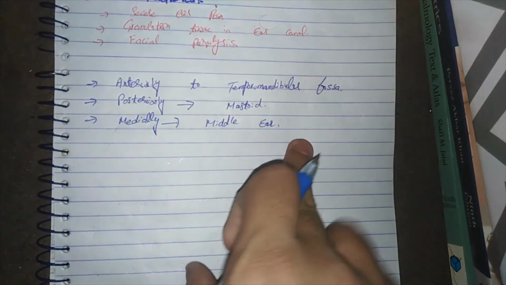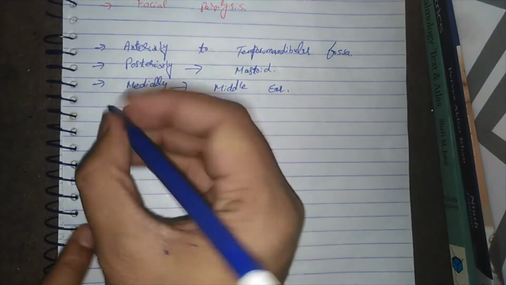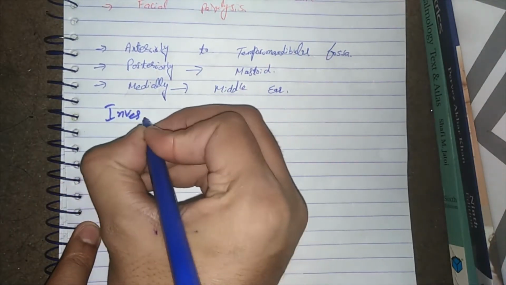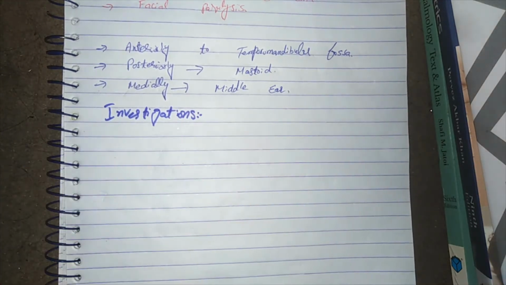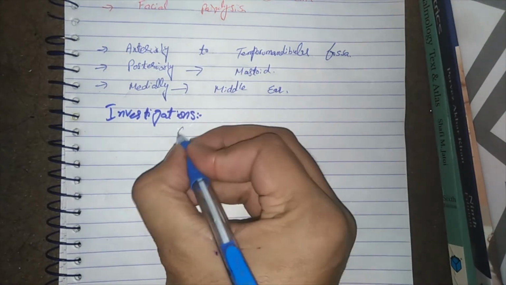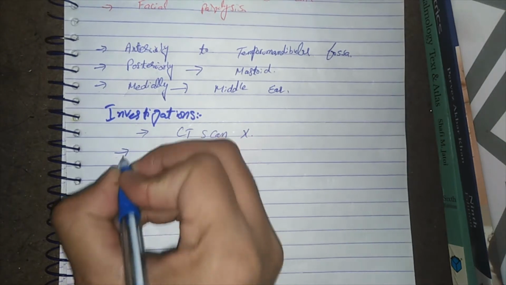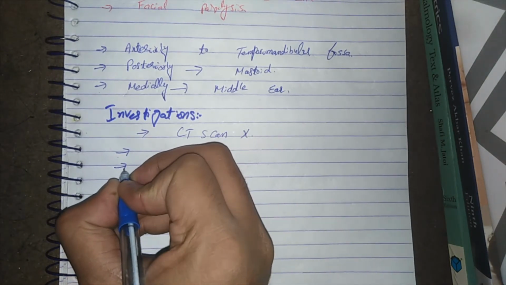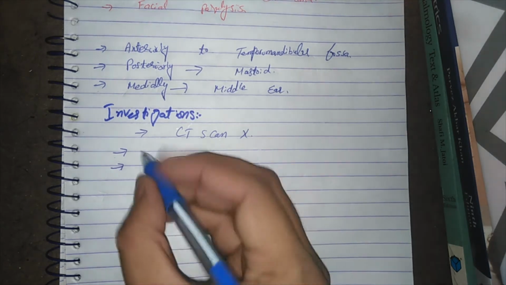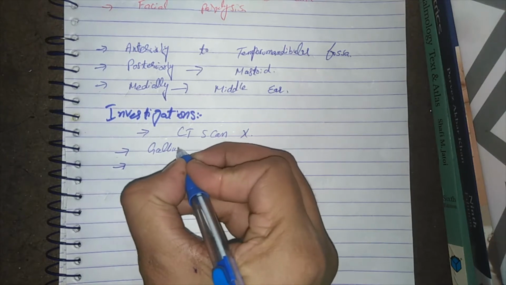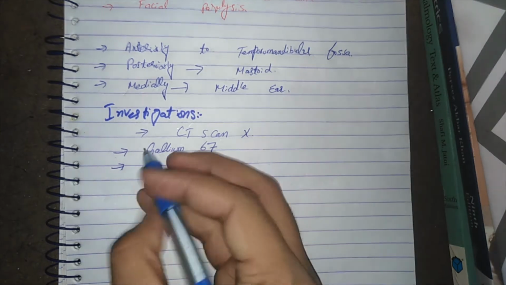Now we will discuss the investigations of malignant otitis externa. CT scan is usually not favorable. Then what can we do? We can do the two tests which are done. First is gallium 67 and second is technetium 99.